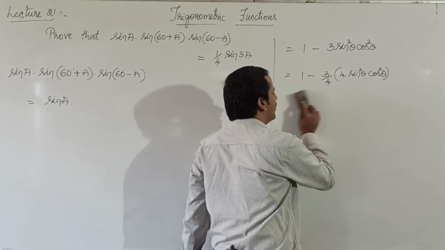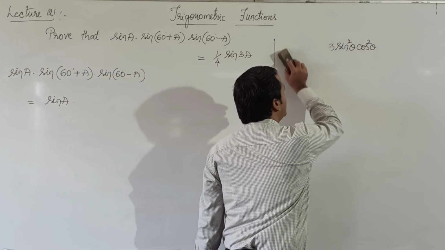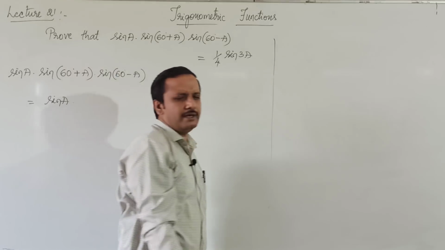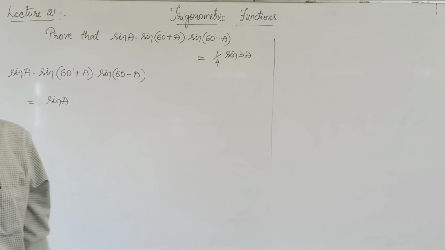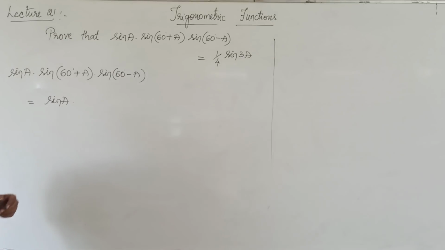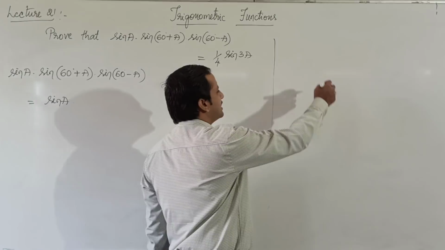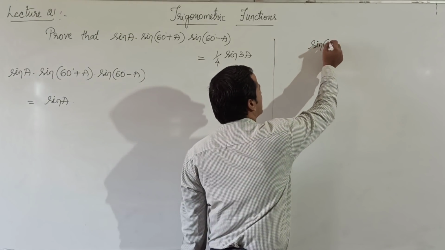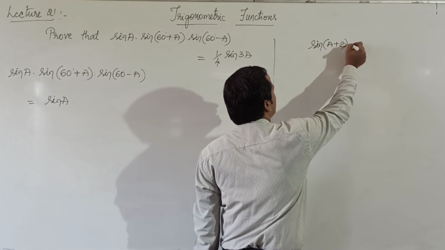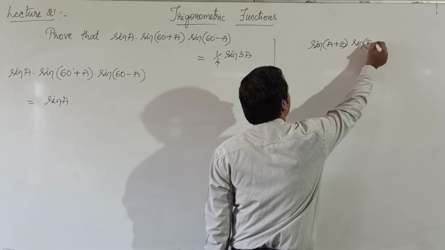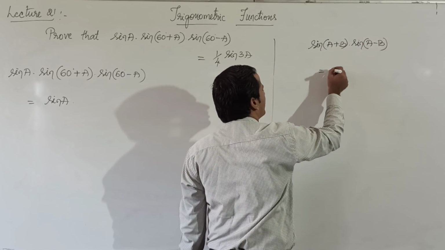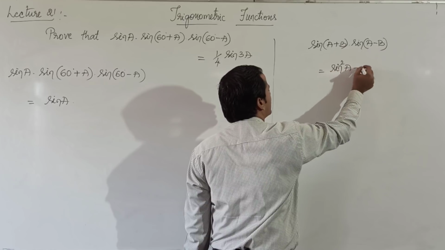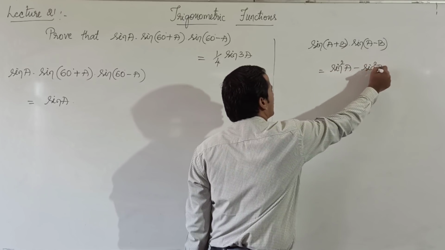When you look at that expression, does any formula come to your mind? Sin 60 plus A into sin 60 minus A looks like sin A plus B into sin A minus B. What is sin A plus B into sin A minus B? This is one formula, that's equal to sin square A minus sin square B.